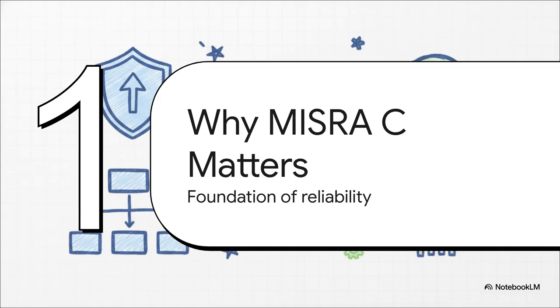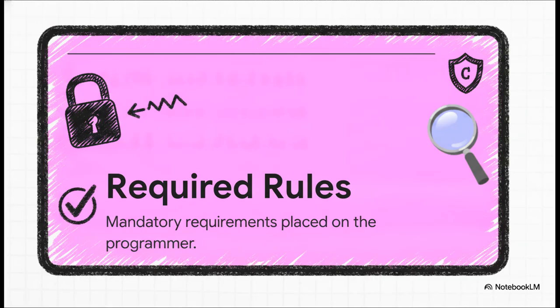Why MISRA C matters. The literal foundation of reliable embedded code. First things first, we need to understand how MISRA categorizes its standards. There are two main types you'll encounter. Required rules are exactly that, completely non-negotiable. If you violate a required rule, your code is simply not compliant. Period. Advisory rules, well, those are highly recommended best practices that you should normally follow.